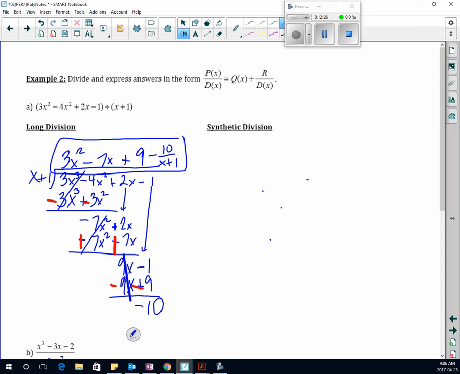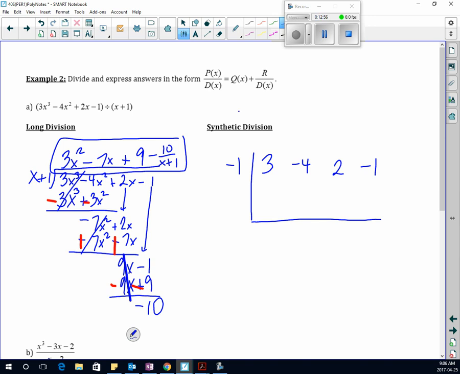Okay, synthetic division. Remember, we write the coefficients. So that's going to be, I'm just going to erase all these dots here. 3, minus 4, 2, minus 1. Yes? Then we make kind of like a box, but not really. Now, what is going to be my a? Minus 1. Does everybody see my a is going to be my minus 1?